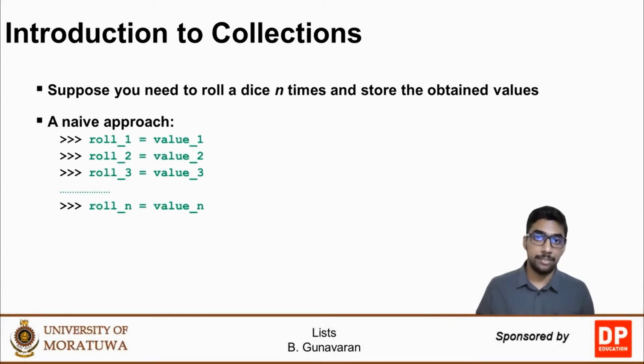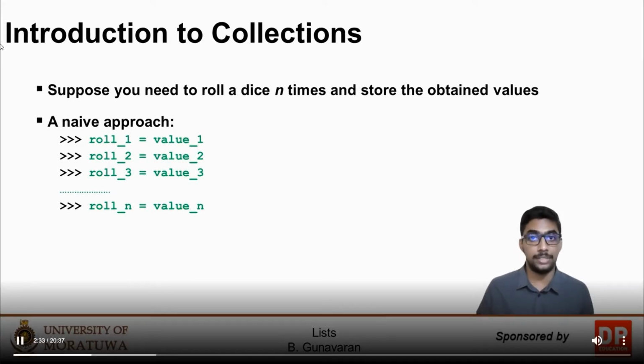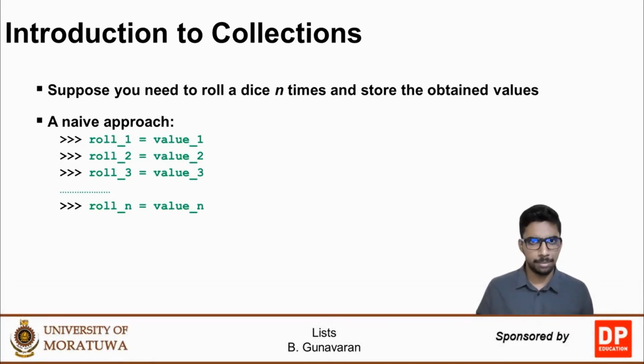A simple and straightforward approach is to use one variable per value of a roll. As shown here, you roll the dice once and store its value in the variable roll1. You roll the dice again, and you store its value in the variable roll2. You follow this pattern until the last roll. Now, do you see any problem with this approach?